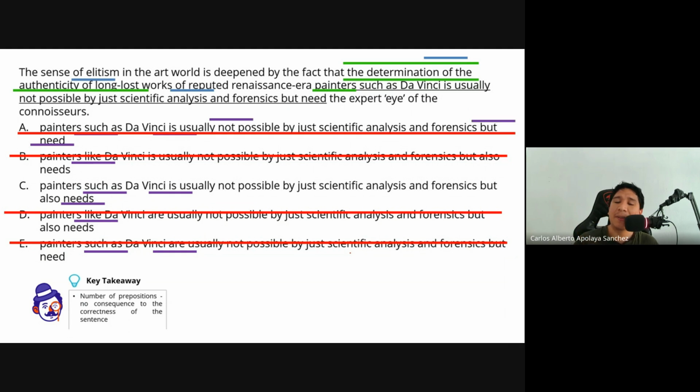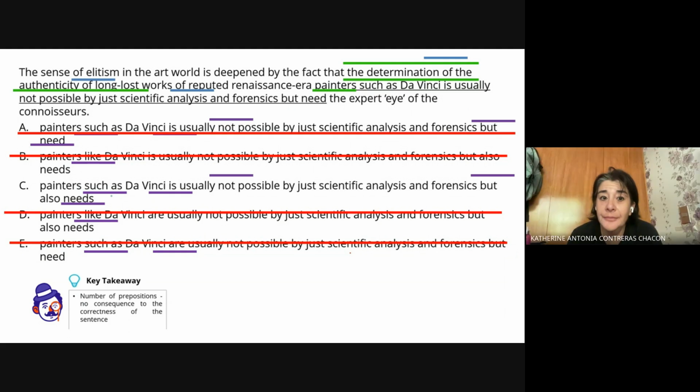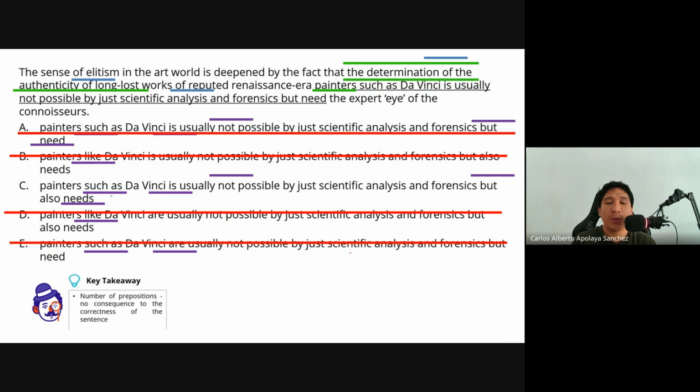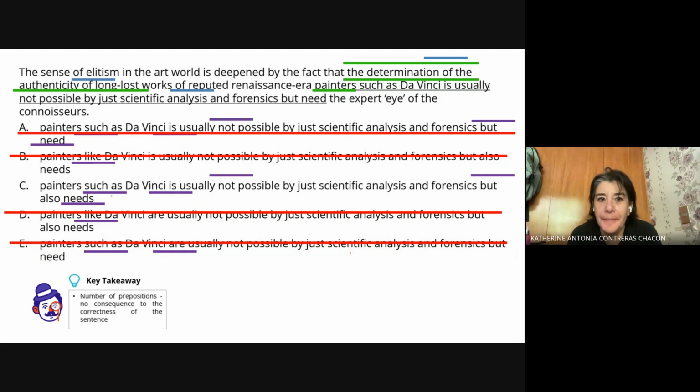And this is another important point I would like to mention. Look at this. You have "not," and then you have "but also." And when you say no, Carlos, this is not correct because we have "not only but also." But let me tell you something. We have "not just but also." Not only but also, not just but also. They are the same structures.